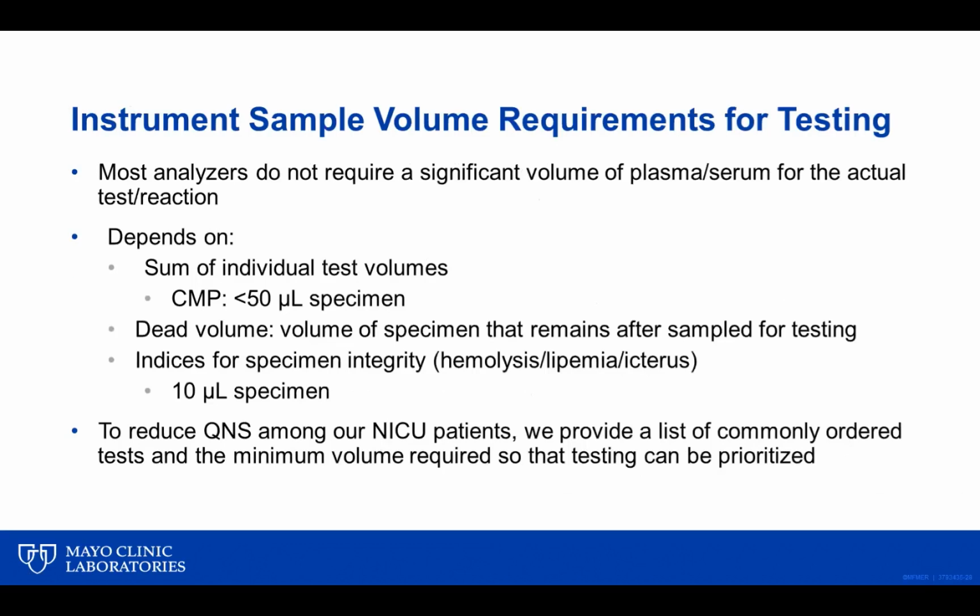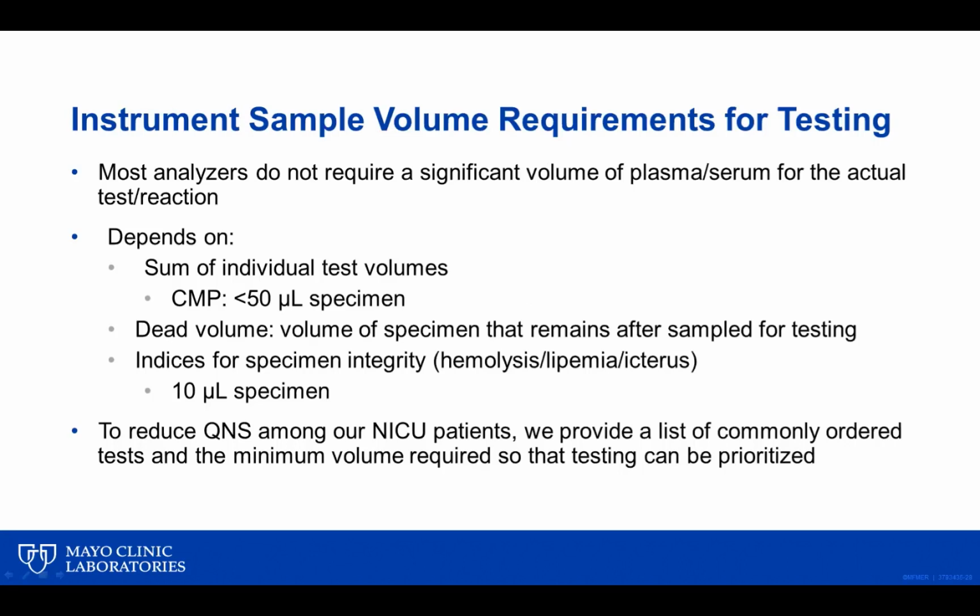So most analyzers actually don't require a significant volume of plasma or serum for the actual test or reaction itself. But it depends on a couple factors. The first is the sum of the individual test volumes. So for example, a comprehensive metabolic panel requires only about 50 microliters of specimen. So approximately 15 tests, you can accomplish that with about 50 microliters of plasma or serum.